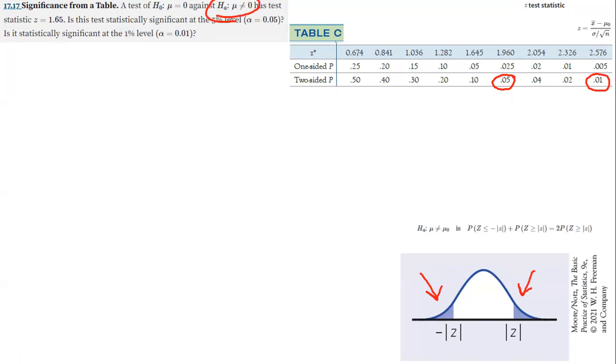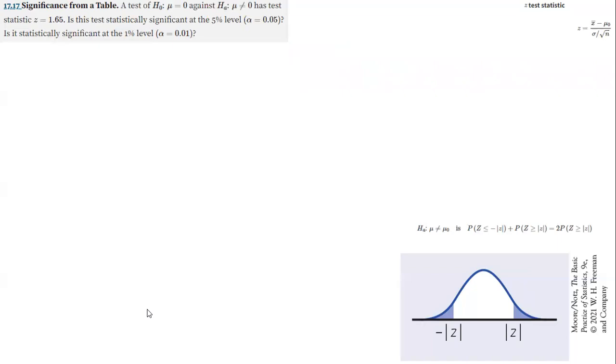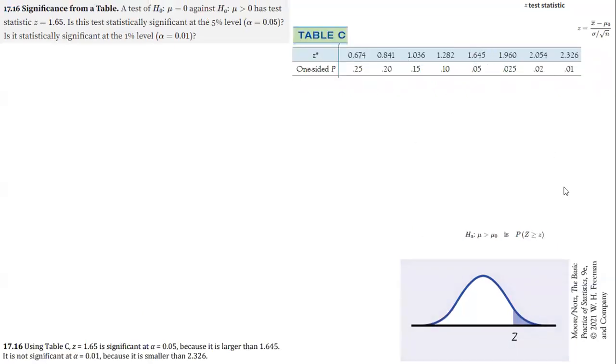So not to confuse you, but to go back, just in case you couldn't see it on the last example, this is what the one-sided look like. On one-sided P, which for us is alpha, we are looking for the 5%, and we found the z-score 1.645, and the 1%, we found the z-score 2.326.